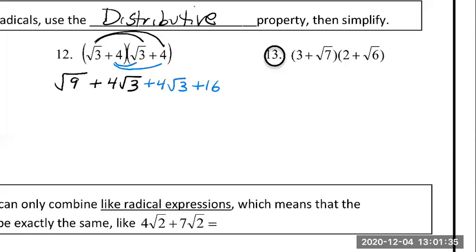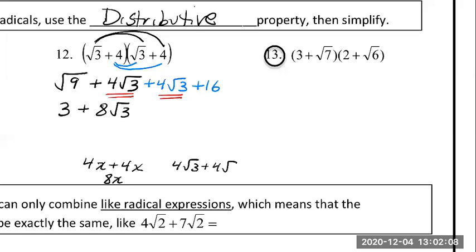So we can simplify. Square root of 9 is 3. We have like terms, 4 root 3 plus 4 root 3. We can add those. 4 plus 4 is 8 square root 3. Sometimes students want to know, what happens to the square root 3 times square root 3? Do we have to do anything there? And we don't, because it's basically like this. You have 4 of something plus 4 of something. That would just be 8 of that something. So it's the same idea here, where the x is just a square root. 4 root 3 plus 4 root 3 is 8 root 3.